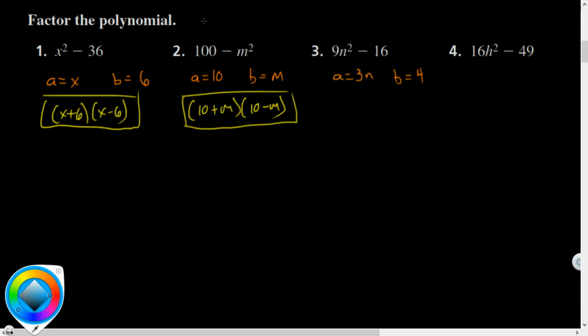Which actually, tell you what, let's all write down a list of the perfect squares. 1 times 1 is 1. 2 times 2 is 4. 3 times 3 is 9. 4 times 4 is 16. I usually do this, and then I forgot to do it today. 5 times 5 is 25. 6 times 6 is 36. 7 times 7, 49. 8 times 8, 64. 9 times 9, 81. And 10 times 10 is 100. And 11 is 121.